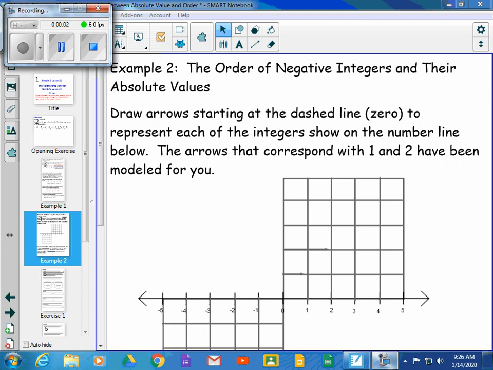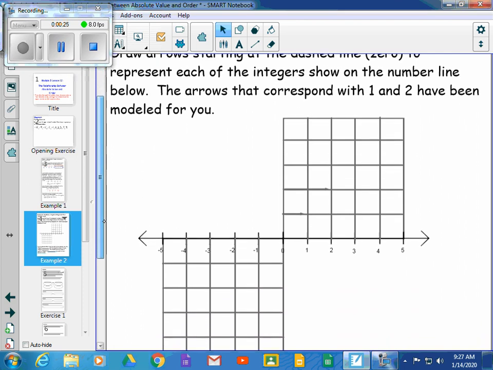Example 2, the order of negative integers and their absolute values. We're going to use this diagram down here to show how the order of integers relates to the order of their absolute values. It tells us to draw arrows starting at the dashed line, which is 0, to represent each of the integers shown on the number line below. The arrows that correspond with 1 and 2 have been modeled for us already.